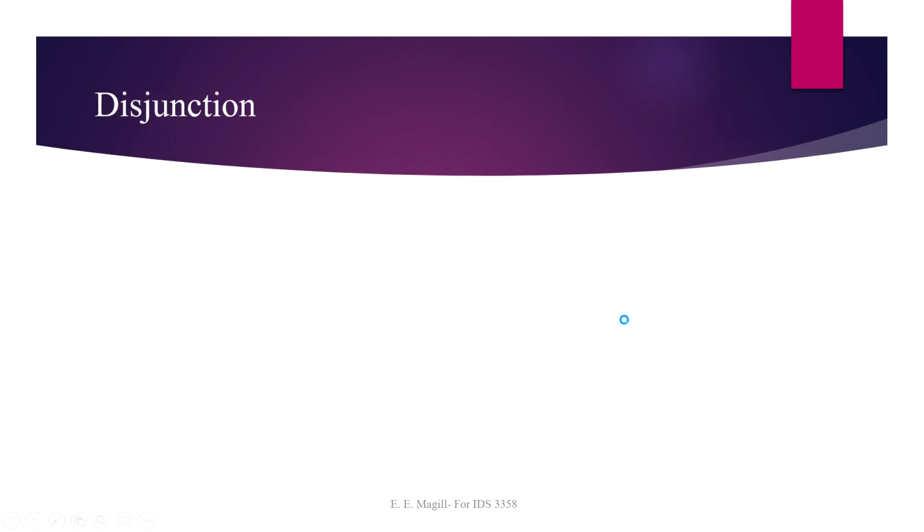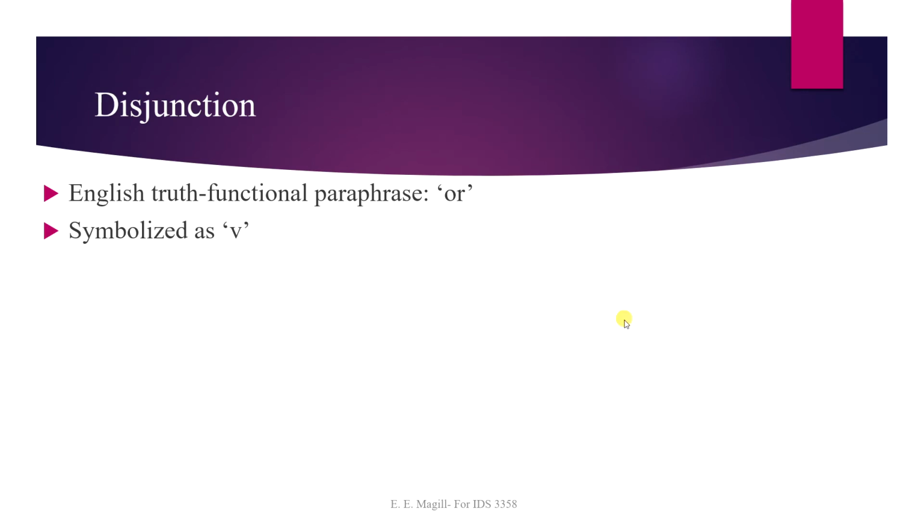So next we have the disjunction. This is the or connective that we symbolize with a lowercase v. There are two natural English connectives that will always be symbolized using the disjunction, and these are or and unless. The fact that unless is paraphrased and symbolized as or is counterintuitive and confuses students every semester.